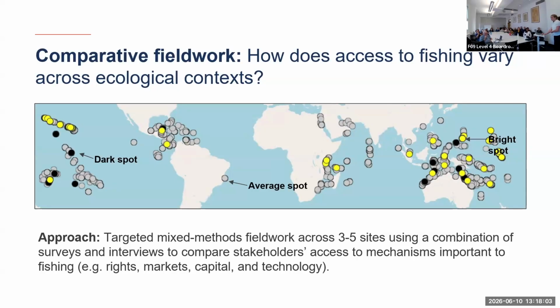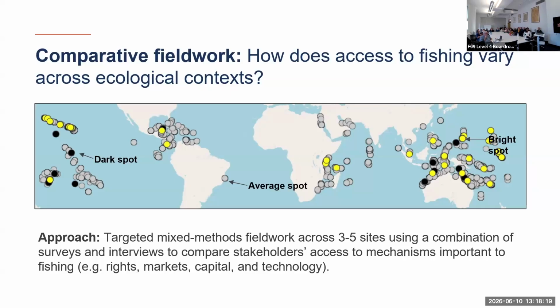So what I'd be interested in exploring here is looking across the sites that we go to, and breaking down what kind of access people have there for fishing and through which mechanisms. And hopefully I can create a sort of composite score that you can compare across sites.